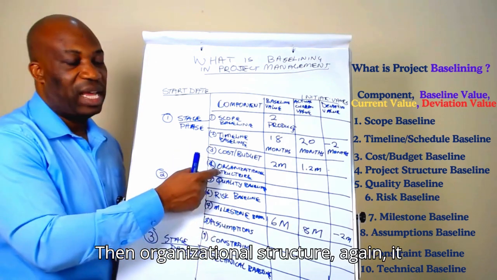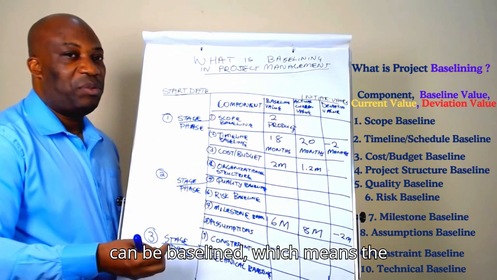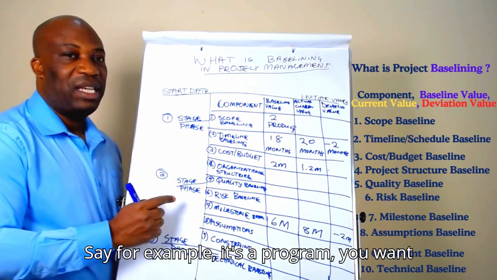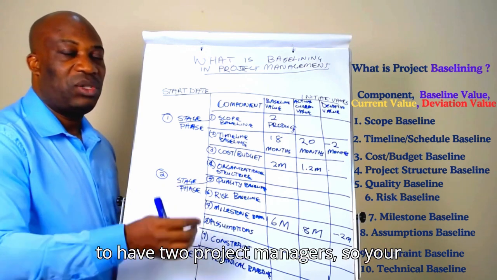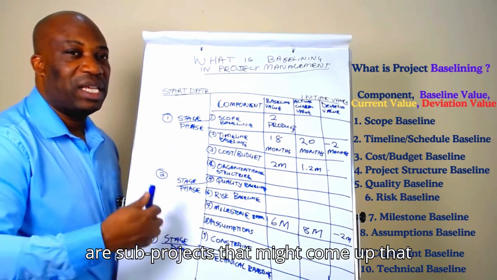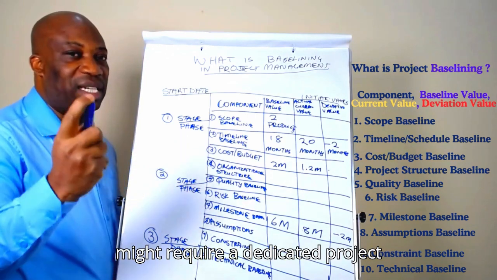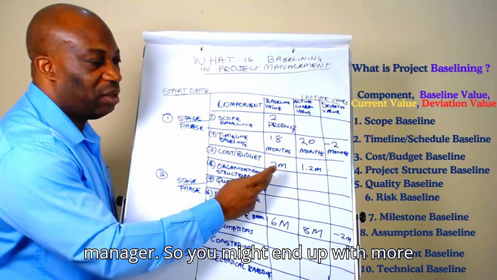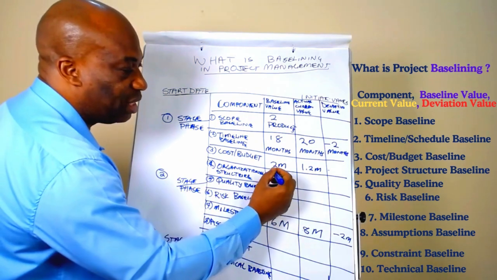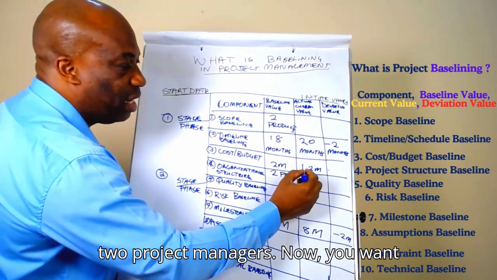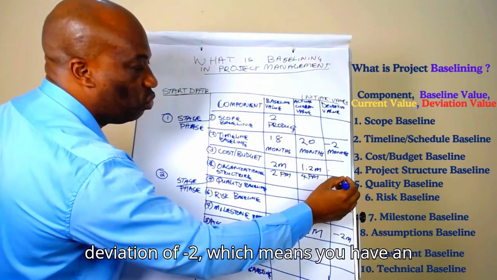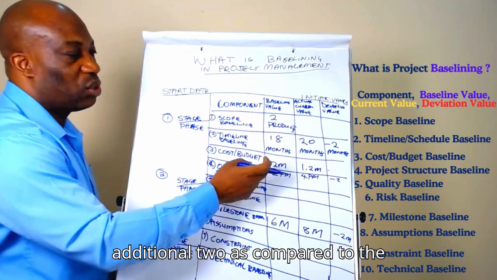Then organizational structure, again, it can be baselined, which means the organizational structure of the project, not of the company, of the project. Say for example, it's a program, you want to have 2 project managers. So your structure is going to have 2 project managers. Assuming along the way, there are sub-projects that might come up that might require a dedicated project manager. So you might end up with more than what you had budgeted for. For example, you were running a project with 2 project managers. Now you want 4 project managers. So there's a deviation of -2, okay, which means you have an additional 2 as compared to the baseline of 2 project managers.